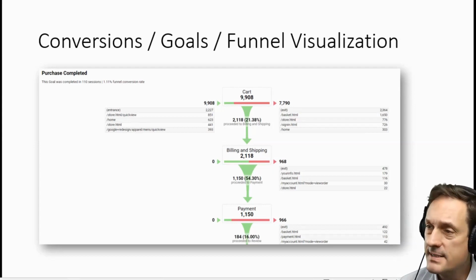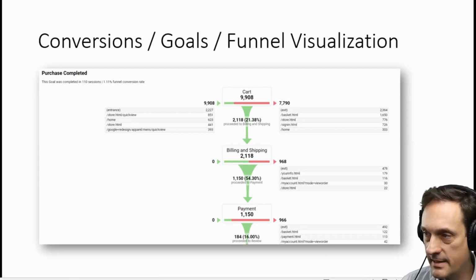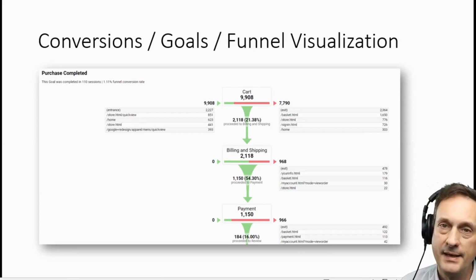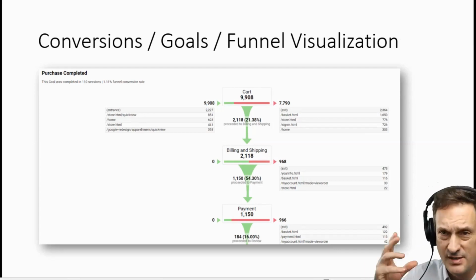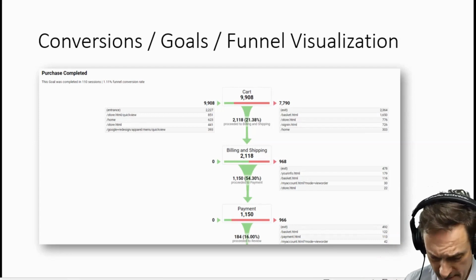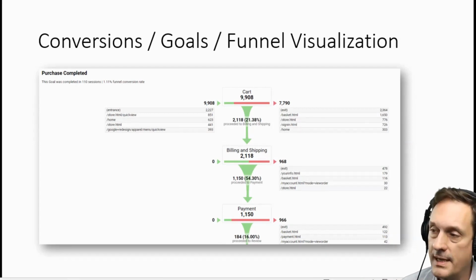Okay, so here is the purchase completed bit, where you see that a certain amount of people came into a cart: 9,908. 2,118 made it to billing and shipping. 1,150 made it to payment, et cetera, et cetera. And you see that it goes narrower and narrower as you go down.